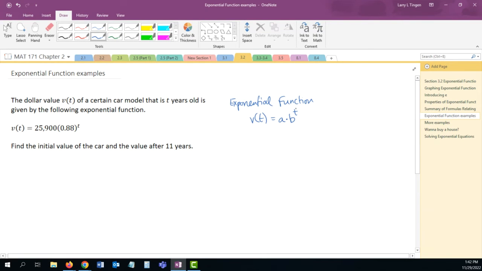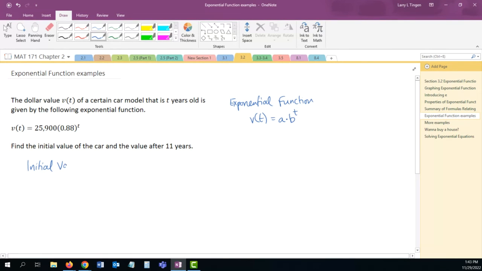You could have a variable here. You could have a constant here. You could have a constant in front of the t. You can add and subtract on the outside. You can add and subtract on the inside. They're all exponential functions. But let's do what this says: find the initial value of the car and the value after 11 years.